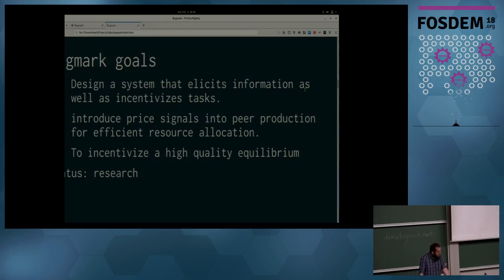The goals are to design a new system that will incentivize people to share information and incentivize people to perform software tasks. It will also enable peer production projects to use price signals to help determine users' priorities and efficiently allocate resources across projects. Remember that problem of having firms in the middle.